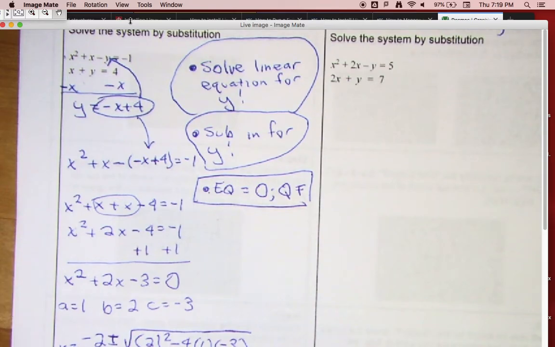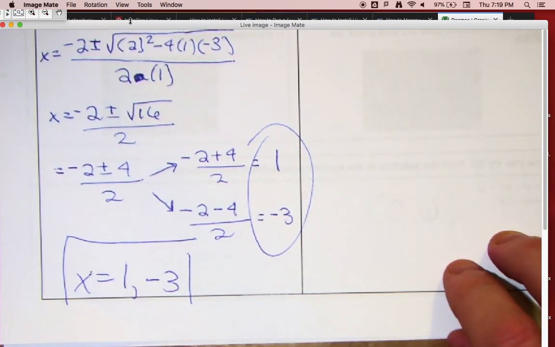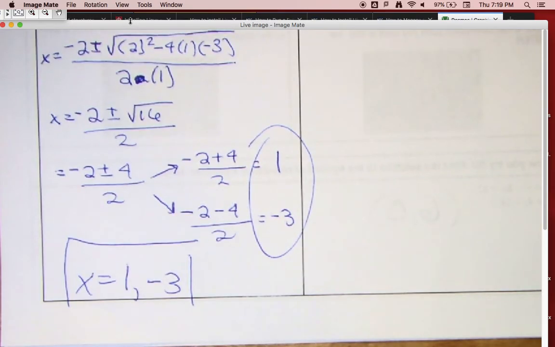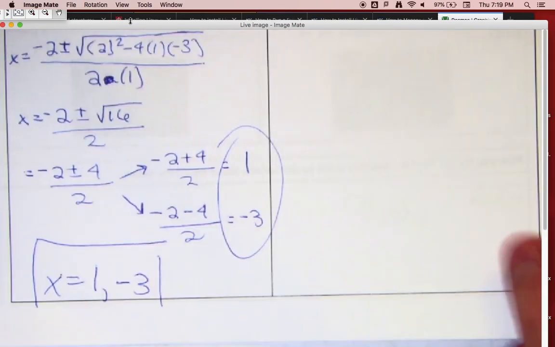Now, what else we have to do to finish this problem off is we have to figure out what y is. I forgot to mention that. So we got to figure out a value for y. So let me find a piece of paper here real quick. Ah, wonderful. So now that we know what x's are, we have to figure out what y is.